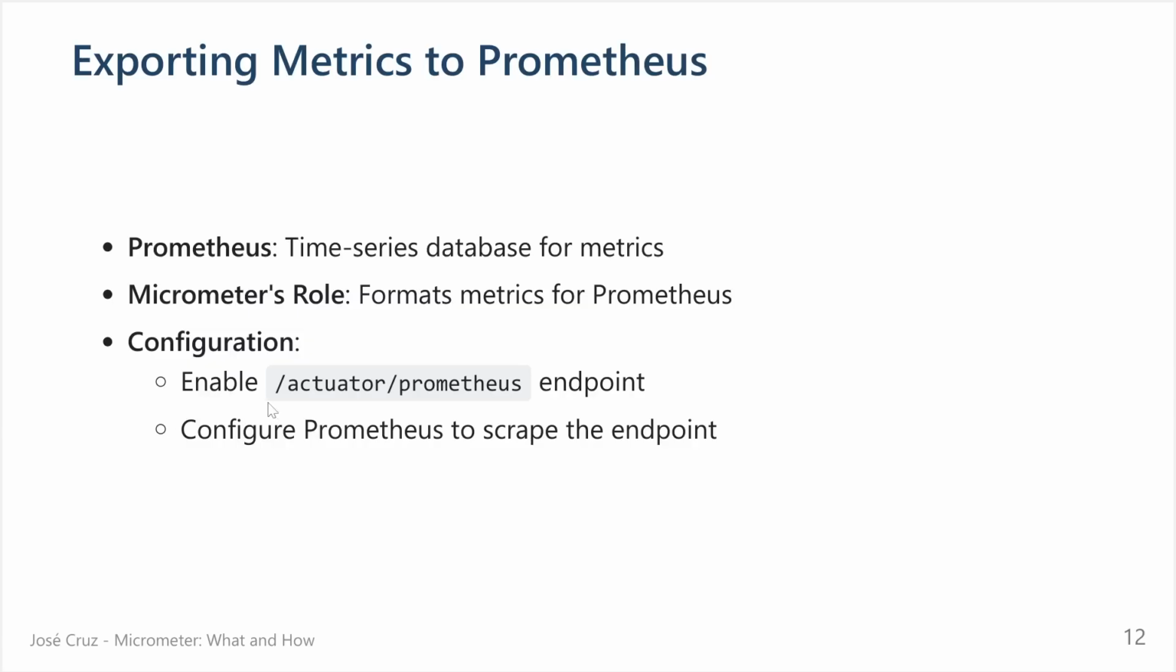And for the configuration, we should enable, as you saw, the actuator Prometheus endpoint. Then we have to configure Prometheus to scrape the endpoint. Again, the idea of Prometheus is that you don't send information to Prometheus. Prometheus will collect information from your application. So you should expose an endpoint on your application where Prometheus can get this data, and it will be this one, actuator Prometheus. Okay.